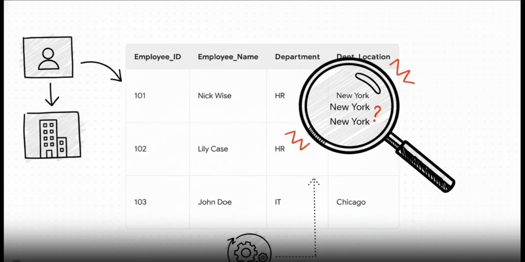But do you see it? For Nick and Lily, we've had to type in New York twice. And that tiny bit of repetition, that's our first red flag that something's not quite right here.